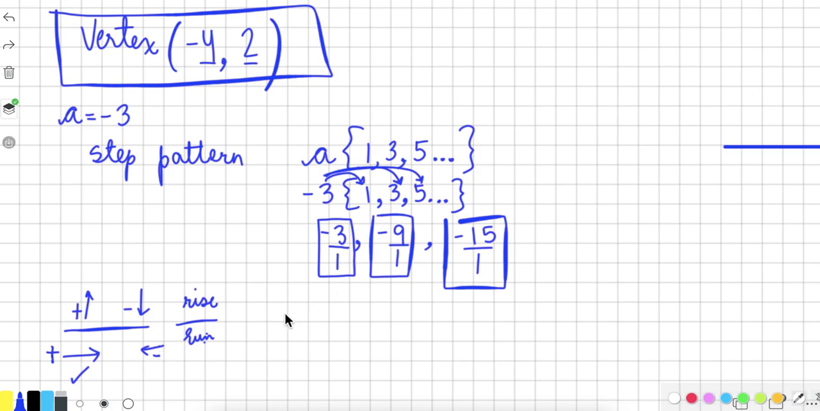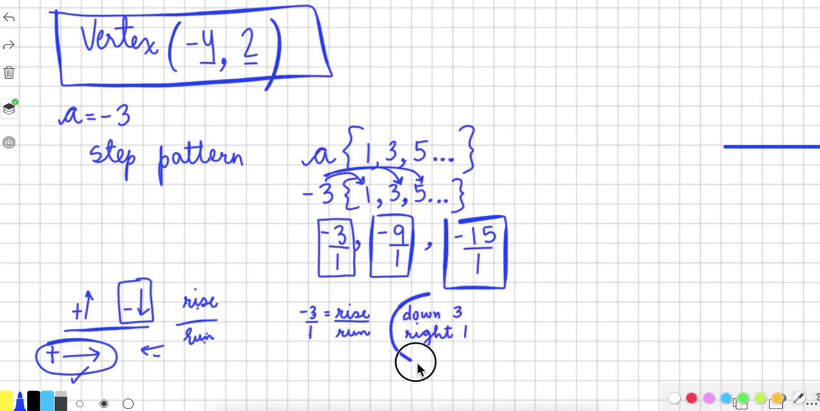So see the first one. The first one is negative 3 over 1. The top is the rise here and the bottom here is the run. So we see that the rise is negative 3. As we learned here, if it's a negative number, we will go down. So because it's a negative 3 here, we go down by 3 units. And then the run is positive 1. If it's a positive number, we go to the right. So we're gonna go right by 1 unit here.